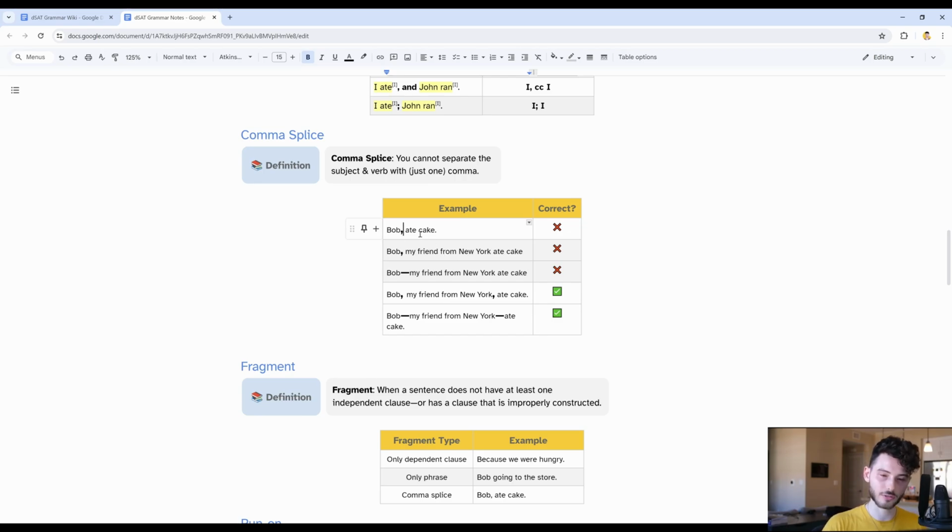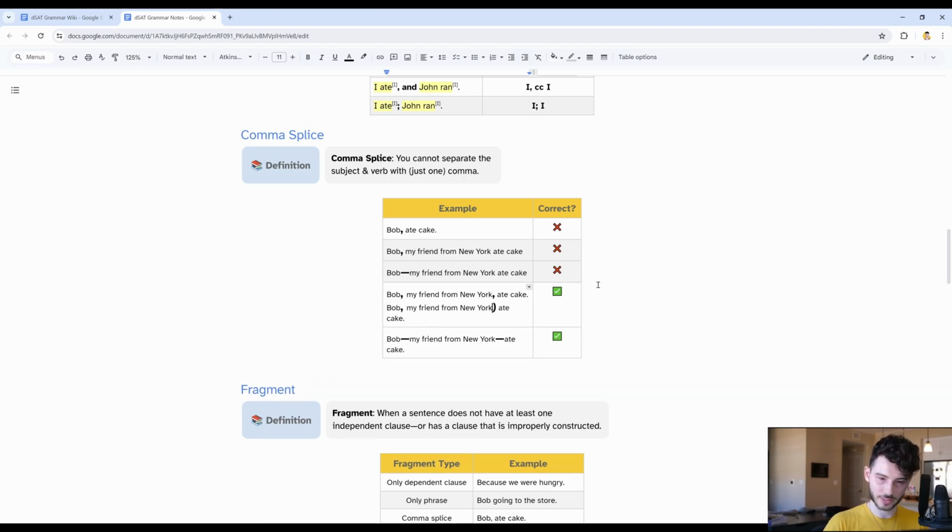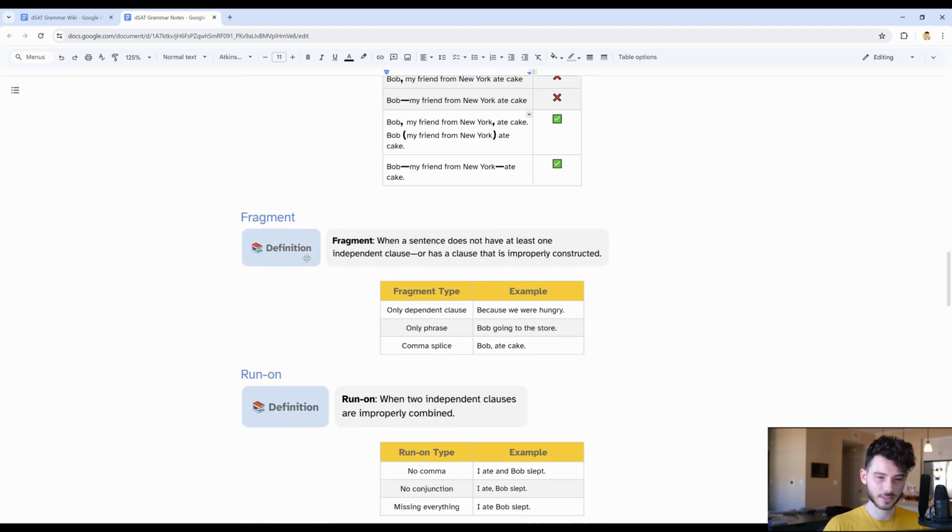To fix this, you either remove the comma or you add another comma to make it so that the two commas are working together like big parentheses. Bob, comma, my friend from New York, comma, ate cake. It's equivalent to using parentheses here in these two positions. So we no longer have that issue of separating the subject and verb with just one comma. That's comma splice.